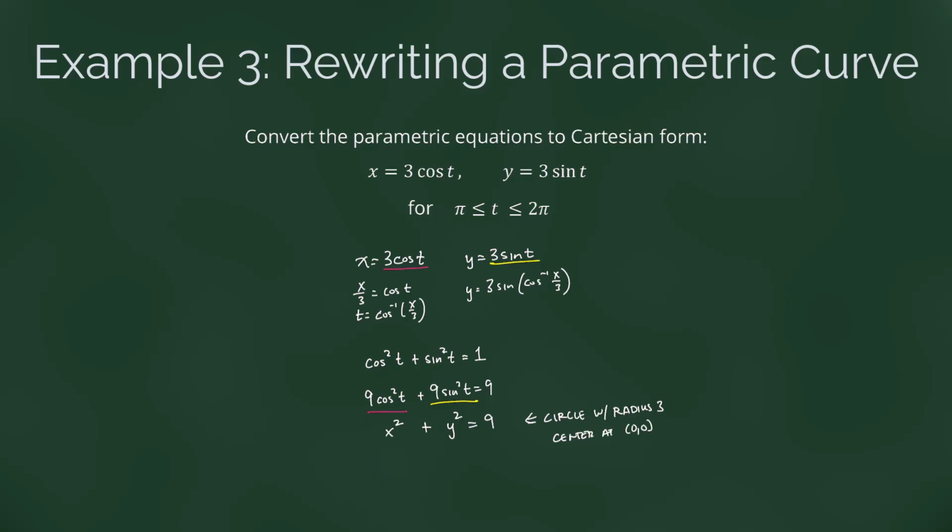We have one last thing to consider. Remember that in our original equation, we had t between pi and 2 pi. When that's the case, 3 cosine t and 3 sine t are only on the bottom half of the circle.